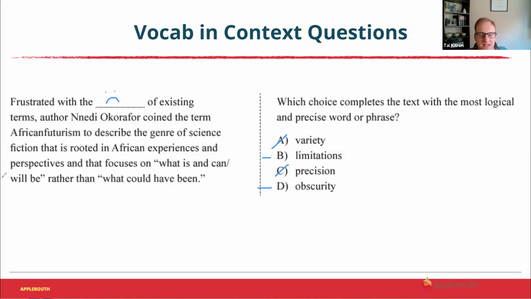So the question is it limitations or obscurity? Well, a lot of people don't know obscurity. So you would test B, and if it works well, pick it. If you hate it and you know limitations, you know what it means, but it doesn't work, you may have to pick an answer you don't know very well, like you don't know the definition. So in that case, we could pick D, but in this case, clearly the correct answer is B, limitations.